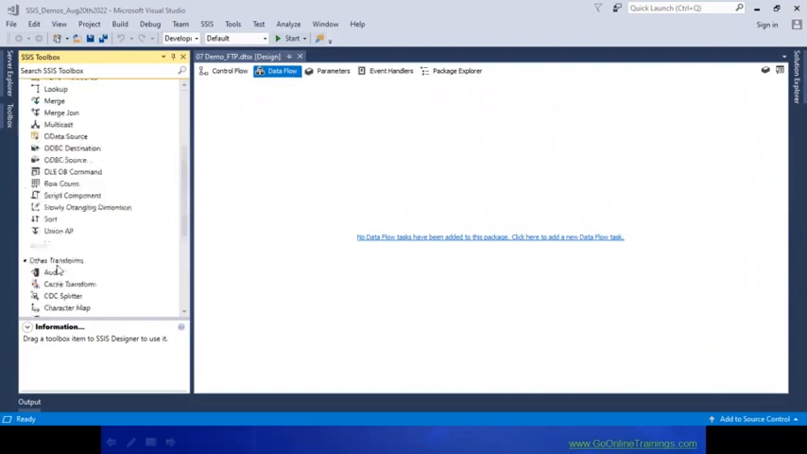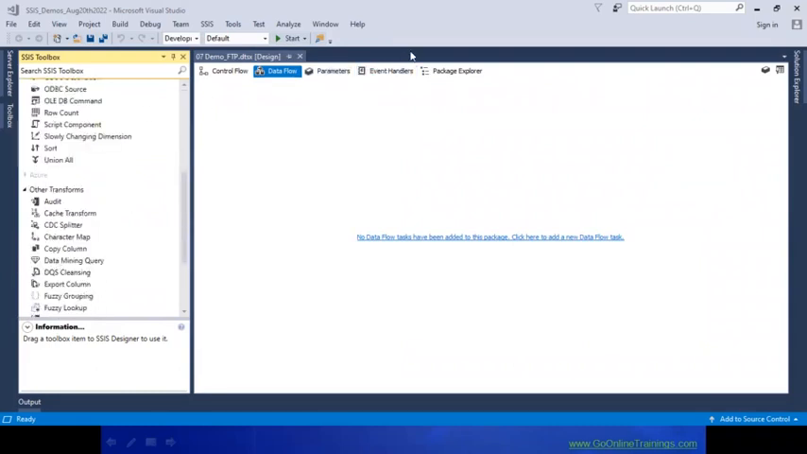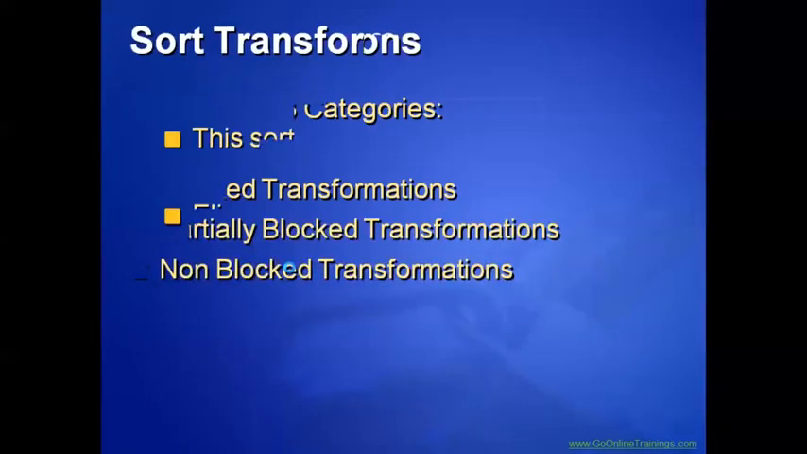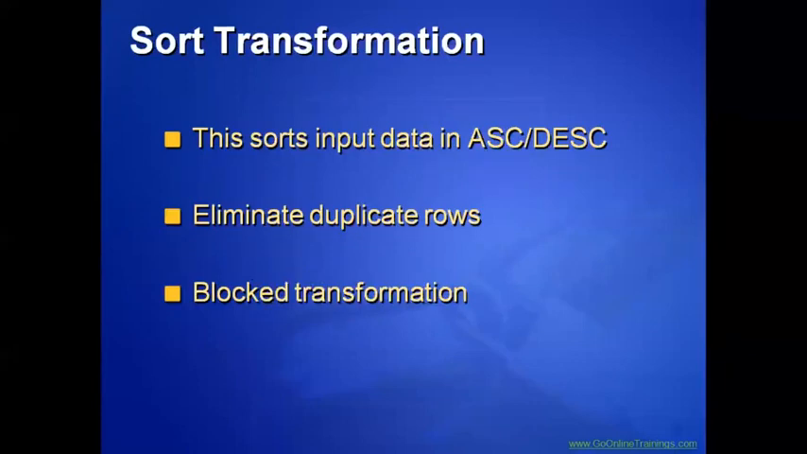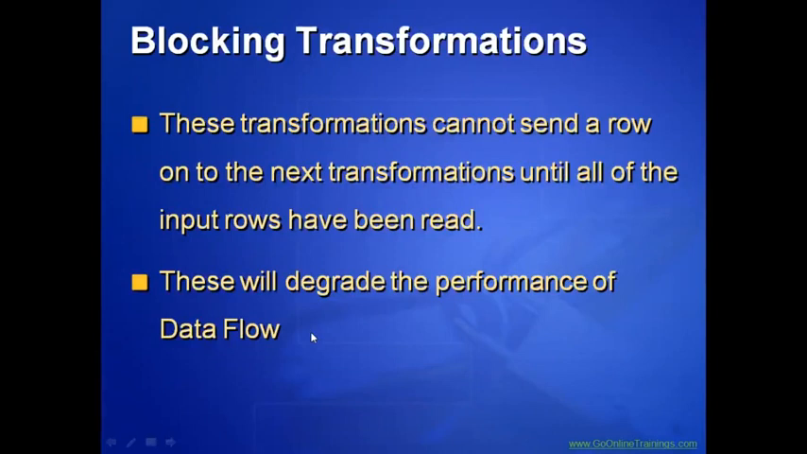Let me tell you what a blocked transformation is. For example, I take one common transformation called sorting. In real time, we use this common transformation heavily, but it is a blocked transformation. The sort transformation inputs data and sorts it in ascending or descending order. Whatever the data is, it will sort the data. It will also eliminate duplicate data if you have it. What is the meaning of blocking? These transformations cannot send a row on to the next transformation until all of the input rows have been read. This will degrade the performance of the data flow.